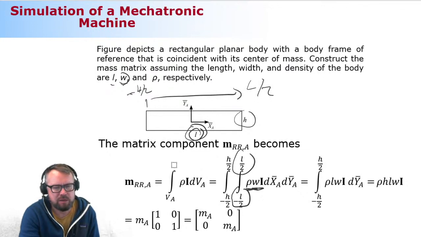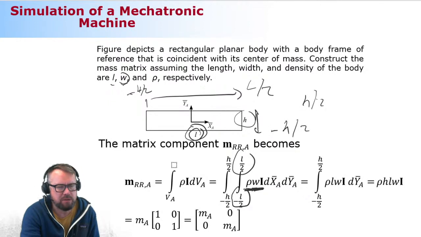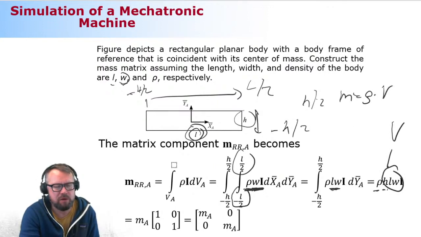And I'm going to integrate that component here. And then I'm going to do the same in this direction. So I'm going to get started by minus h divided by 2, and I'm going to go all the way to h divided by 2. The first thing that I do is this L direction. So it's going to give me L multiplied by W, and that's then multiplied by density. Then this y direction is going to be my density HLW. This is equal to volume. Mass is equal to density multiplied by volume. So that's where my mass comes from.